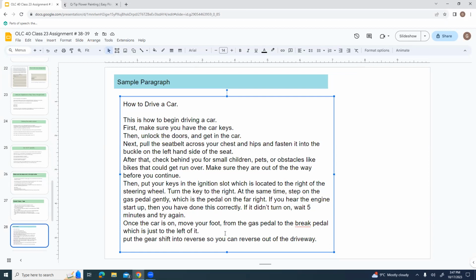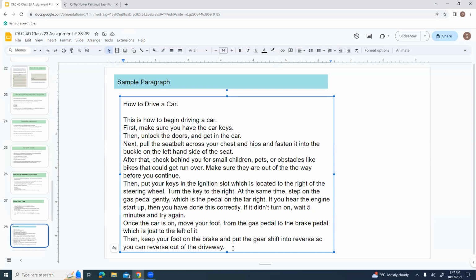So once the car is on, move your foot from the gas pedal. Oh, I've got the wrong kind of brake here. Hang on a second. From the gas pedal to the brake pedal, which is just to the left of it. Then keep your foot on the brake and put the gear shift into reverse so you can reverse out of the driveway. So, yeah, that works. It's a bit wordy, but can't be helped. And then next, I would have to tell them how to carefully back up and do all that driving.